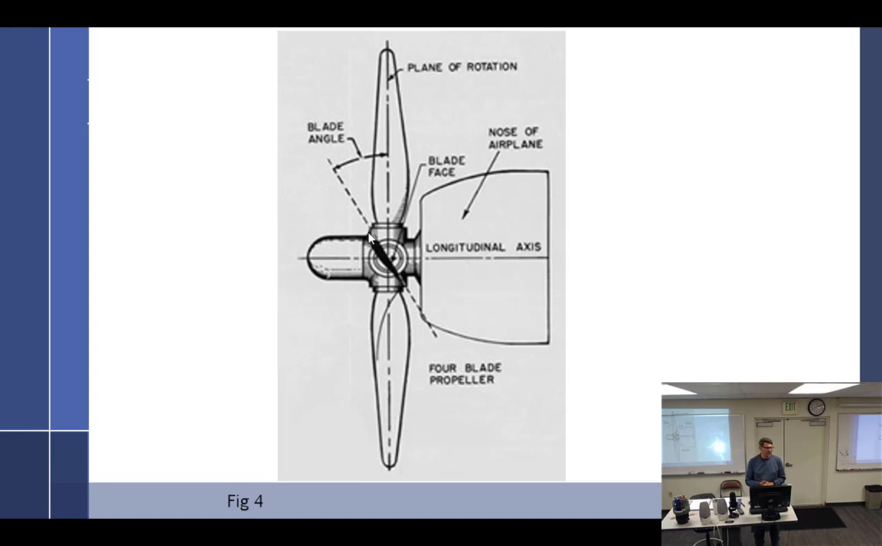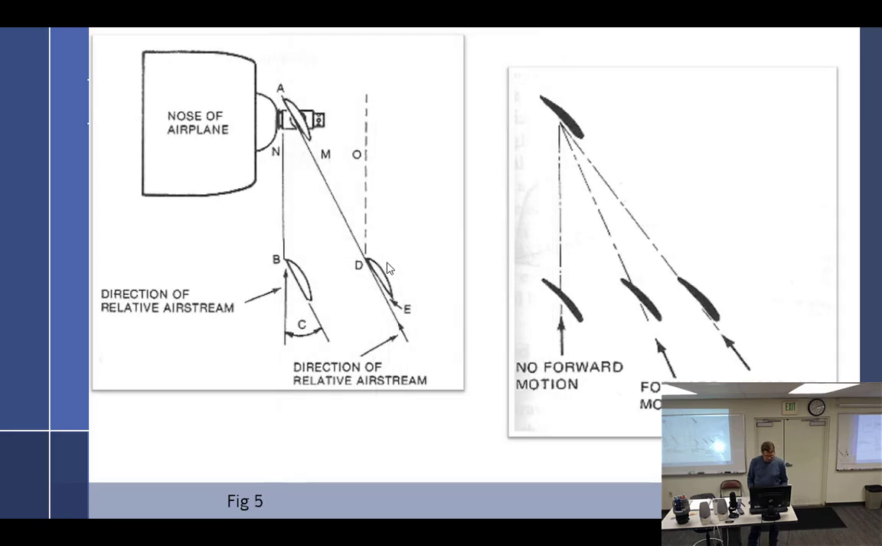So blade angle is the plane of rotation to the chord line. Pitch is how far it's really moving forward. As long as we have that, now we can switch them all up. We could just call pitch this and then call blade angle that too, and everybody's fine.